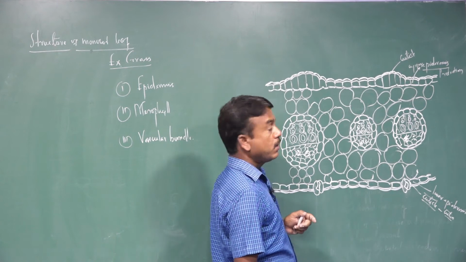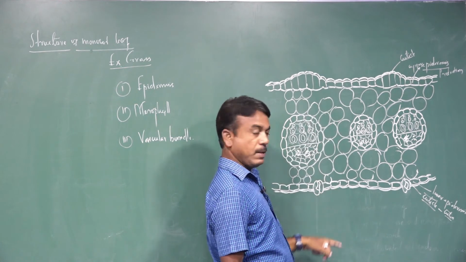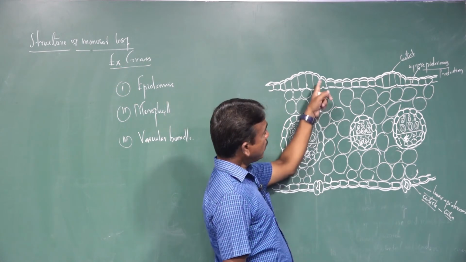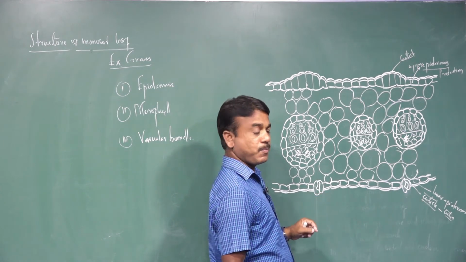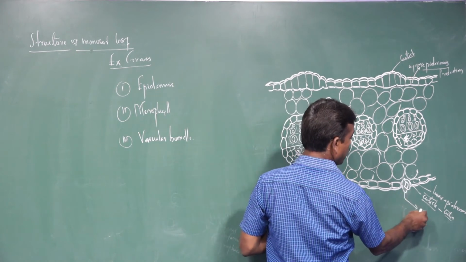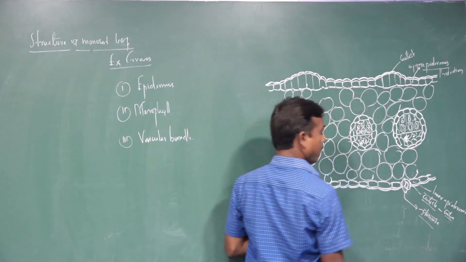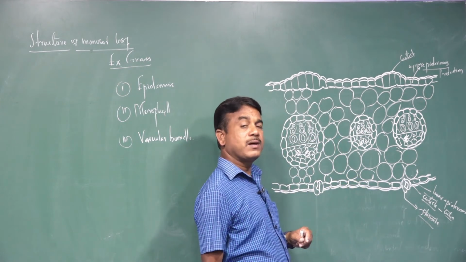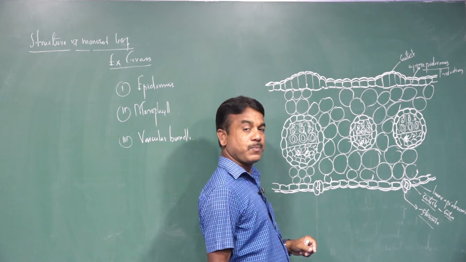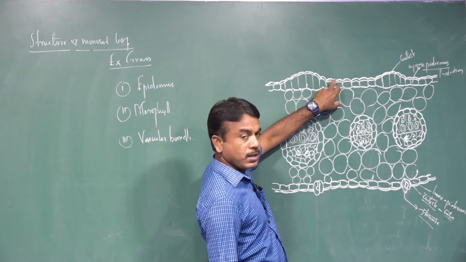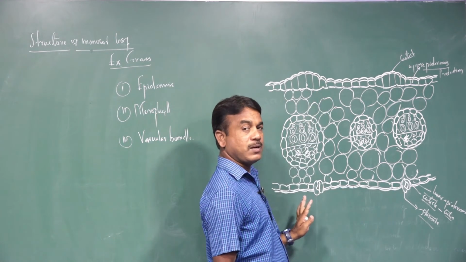But the cuticle is much thicker in the upper epidermis than the lower epidermis. Both upper epidermis and lower epidermis are interrupted by a few stomata. These are commonly called stomata. But the amount of stomata is higher in the lower epidermis compared to the upper epidermis. So here a thick cuticle, here a thin cuticle; here more stomata, here fewer stomata.